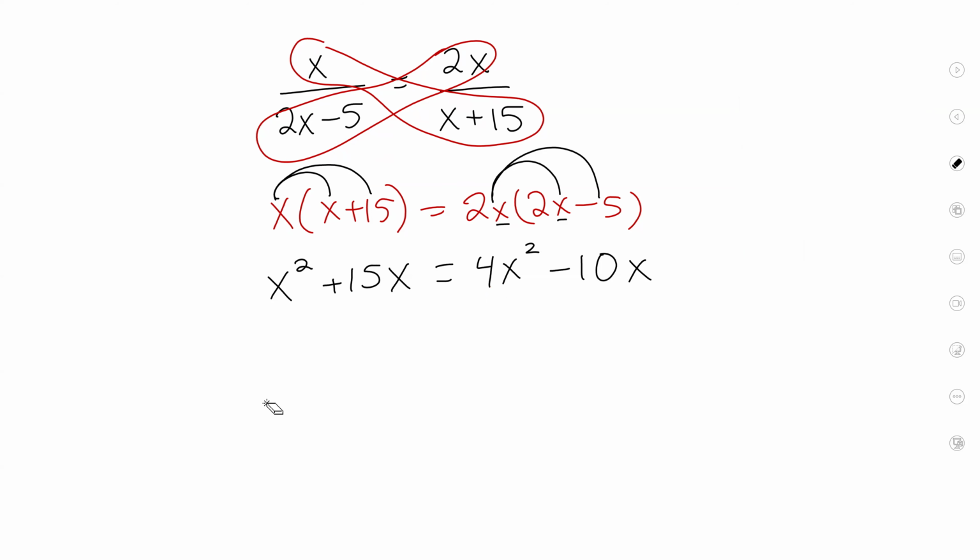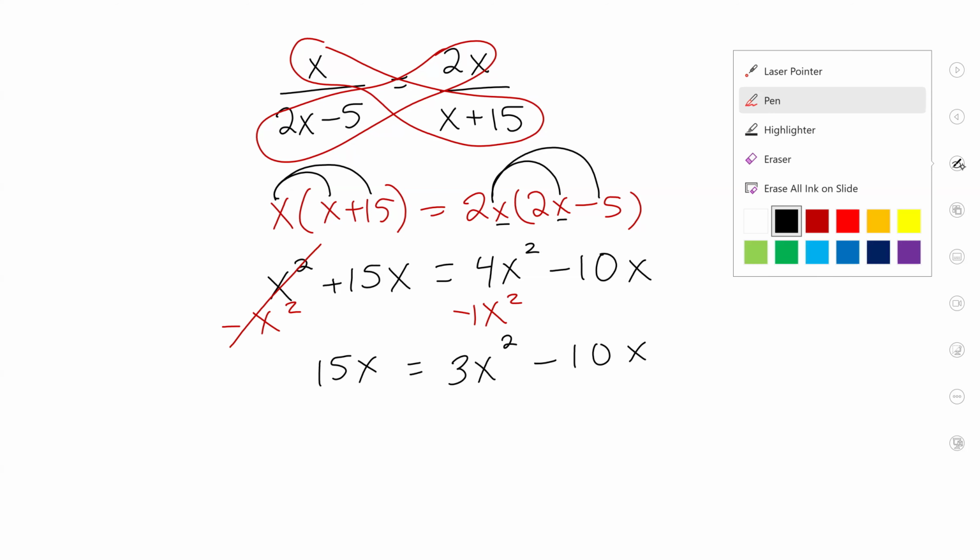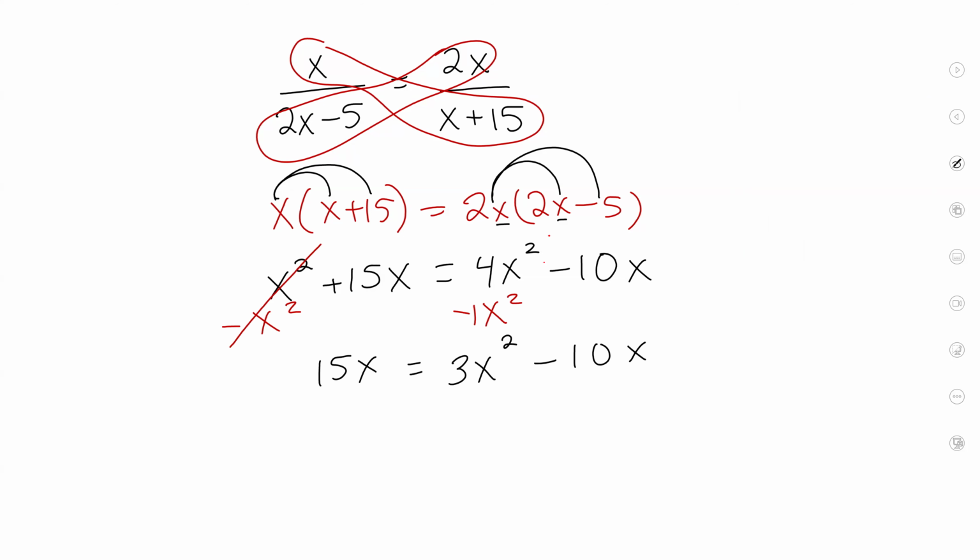Instead, I would subtract the x squared. That cancels out. What's 4 minus 1? 3. So this will be 3x squared. The rest can just come down. I don't like my biggest exponent to be negative. I like that leading one to be positive.